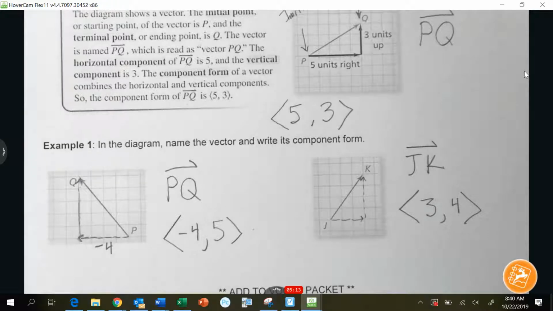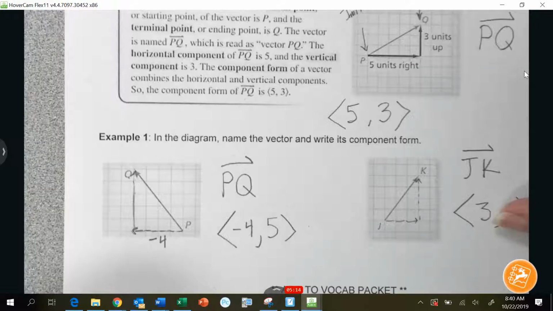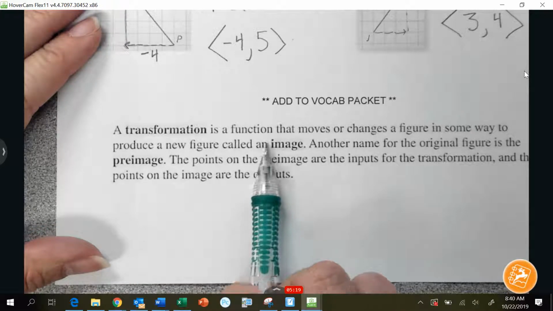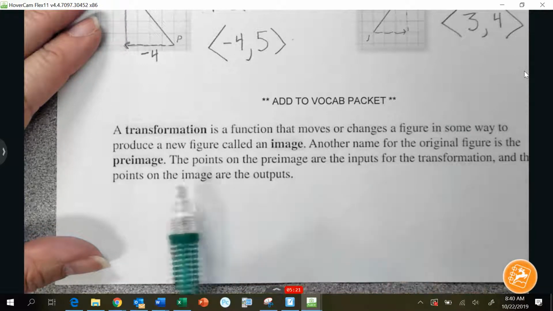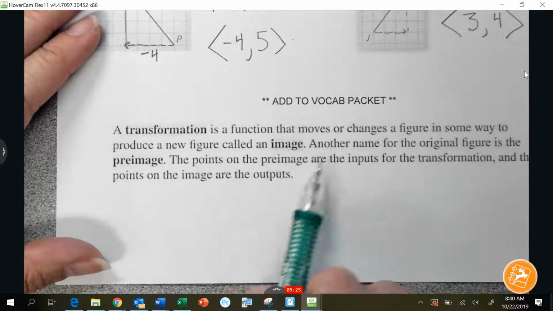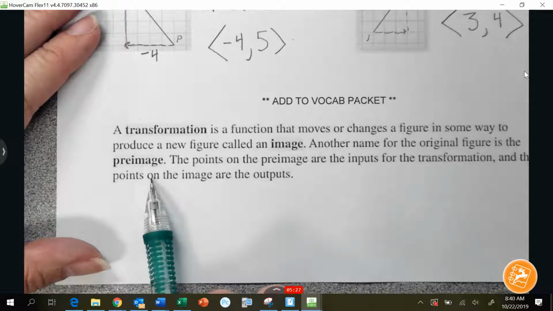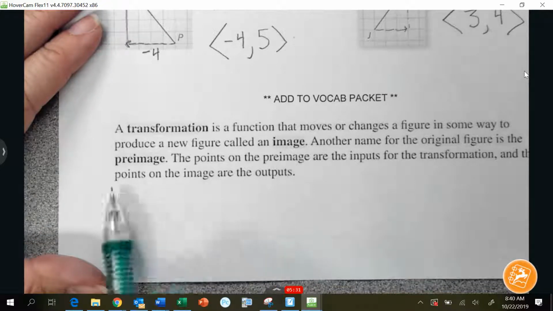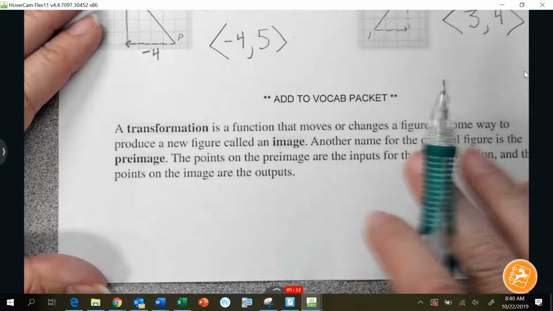All right. Here's some more vocab that you hopefully went through at the beginning of class today. A transformation is a function that moves or changes a figure in some way to produce a new figure called an image. Another name for the original figure is the pre-image. The points on the pre-image are the inputs for the transformation, and the points on the image are the outputs.